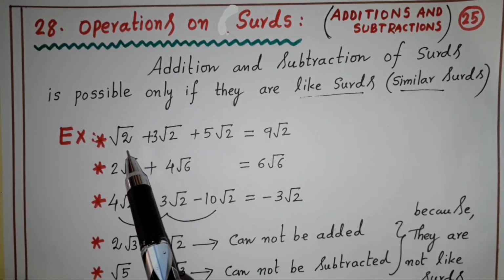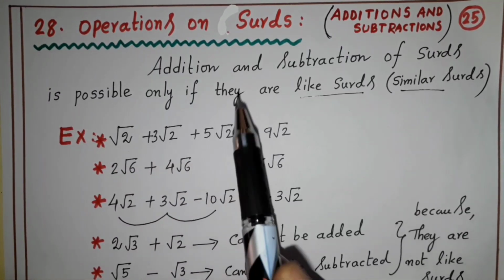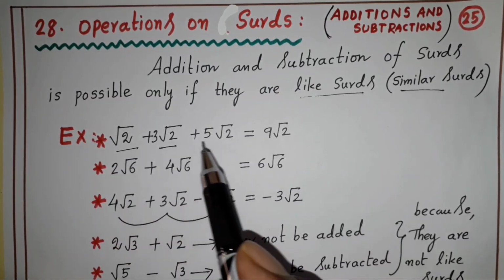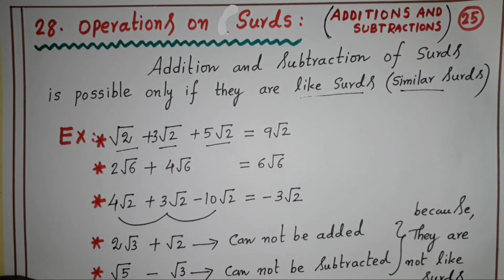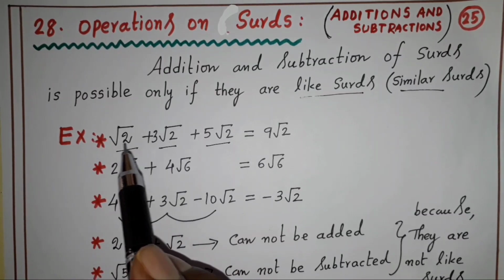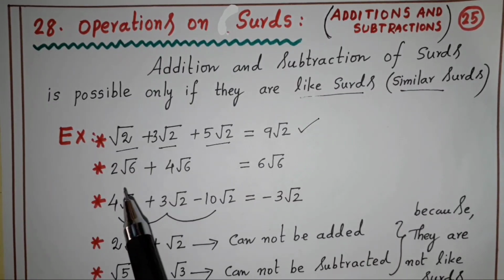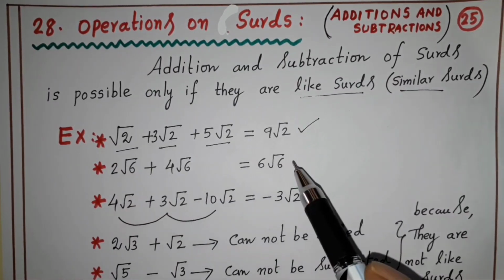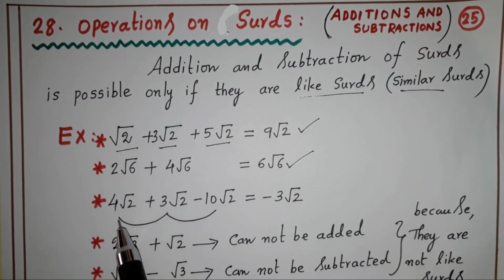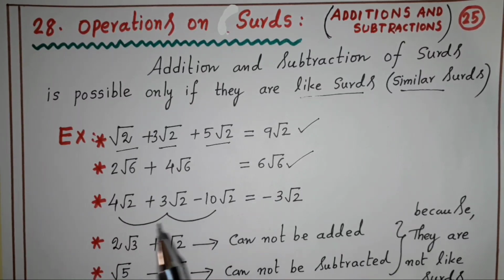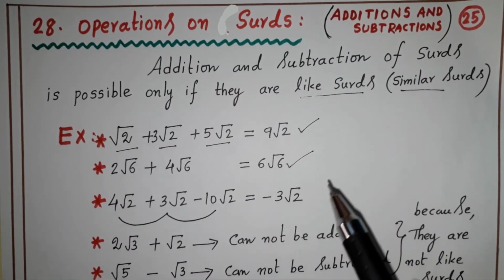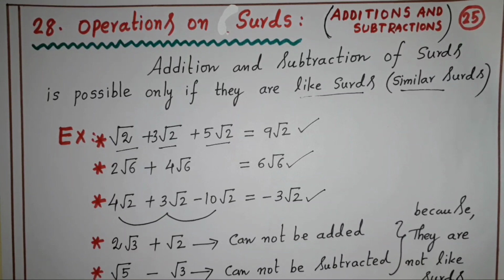For example, root 2 plus 3 root 2 plus 5 root 2. Yes, these are all similar surds. These are all like surds. We can add them. The result is 1 root 2 plus 3 root 2 plus 5 root 2, 9 root 2. One more example. 2 root 6 plus 4 root 6 gives 6 root 6. 4 root 2 plus 3 root 2 minus 10 root 2. You see, children, 4 plus 3 is 7. 7 minus 10 is minus 3. So minus 3 root 2. In this way, we can add or subtract the similar surds, nothing but like surds.